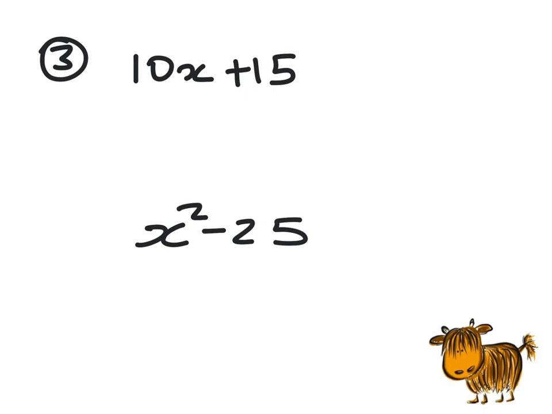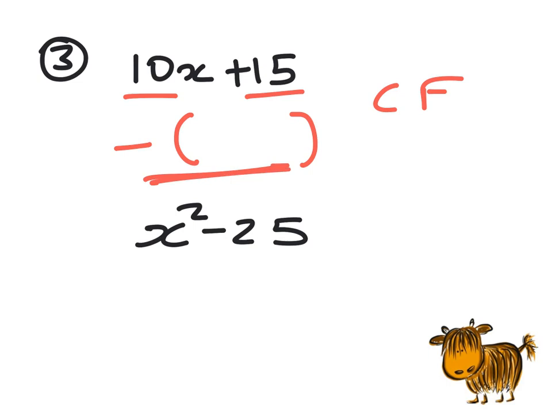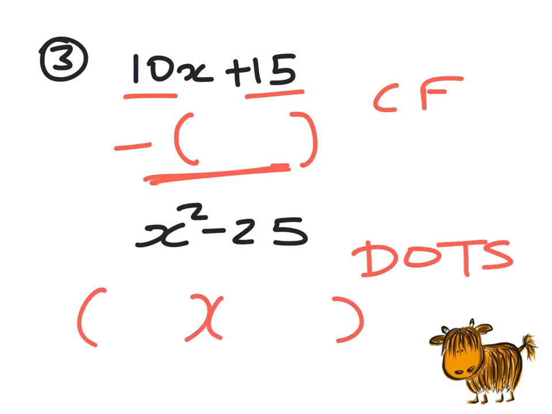Question 3, factorizing, bringing back the brackets. So the first one is a common factor. So what number goes into 10 and 15? That's going to go on the outside of the bracket. You decide what goes inside the bracket. Second one is a difference of 2 squares. So that's a pair of brackets. X times x gives you the first one. You can work out what goes at the end of the brackets.